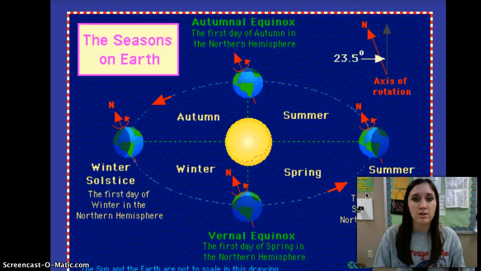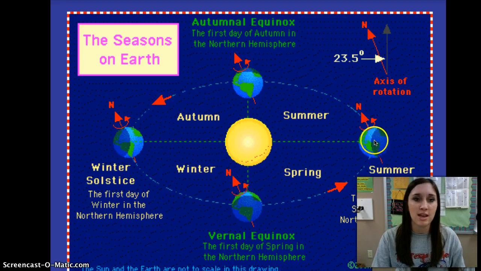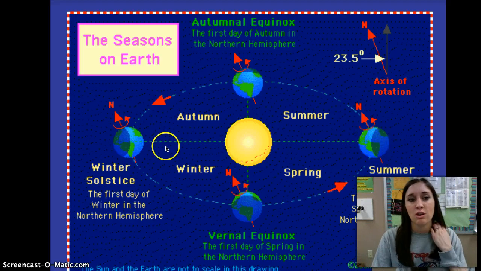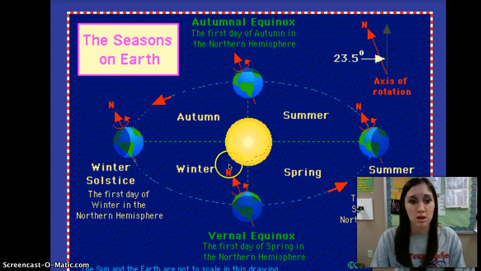Okay. Here is another diagram, but as you can tell, the axis is tilted in the other direction. So it's the same process, but you just have to look for winter and summer. If you can find winter and summer, you can do the rest. So if I look right here in the northern hemisphere, it is facing towards the sun. It's a huge clue that this is summer.